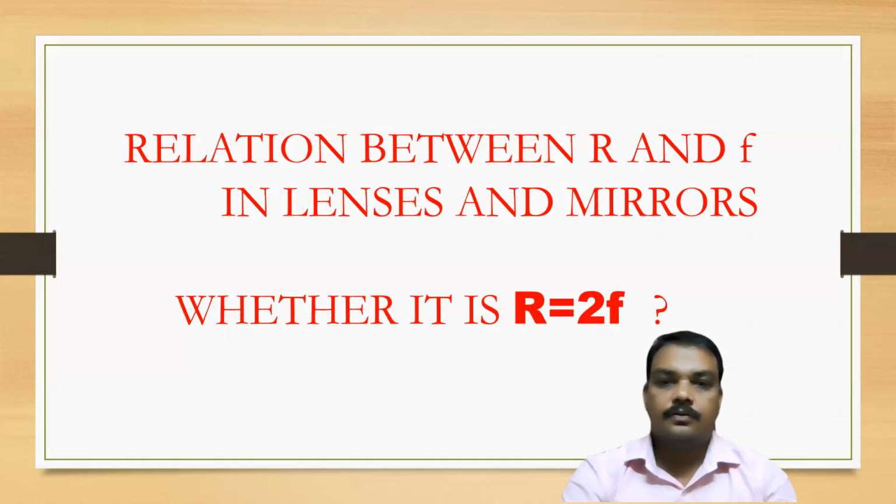In physics, we come across many formulas in optics. Today, let us go through one of those formulas, that is R = 2F for lenses as well as mirrors. It means the relation between the radius of curvature and the focal length of either a lens or a mirror. Let us see the proof of this formula.